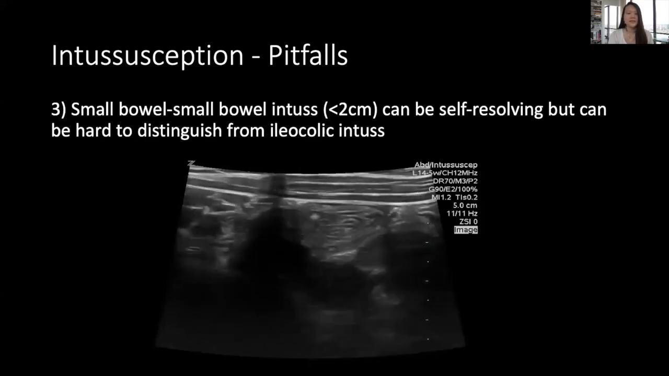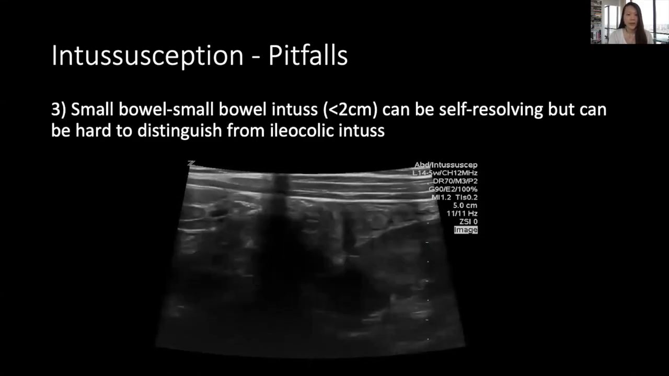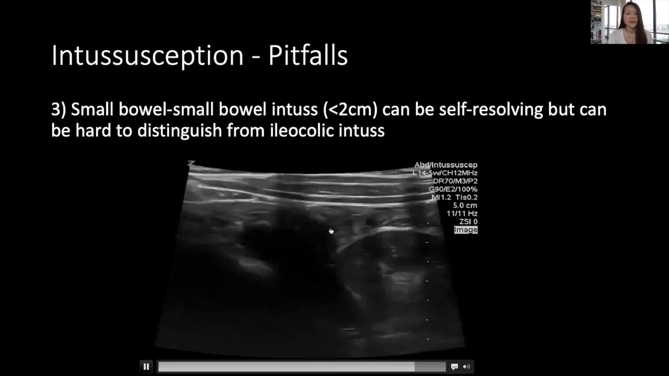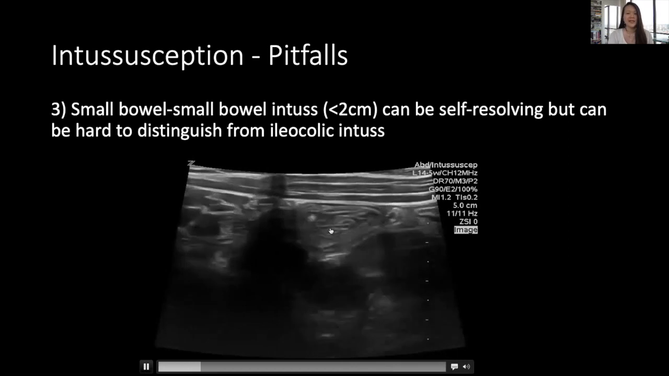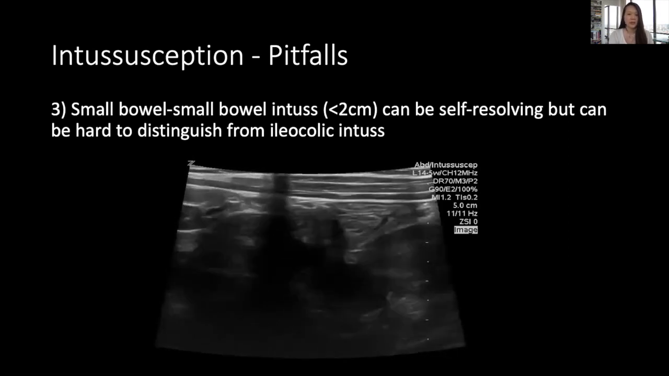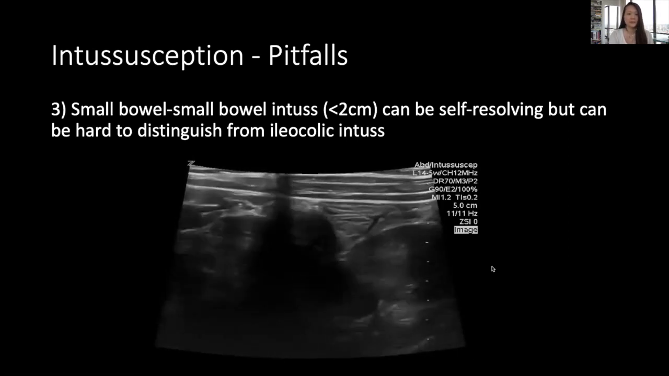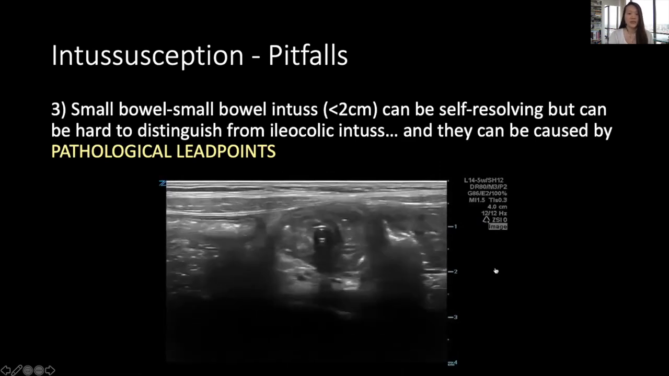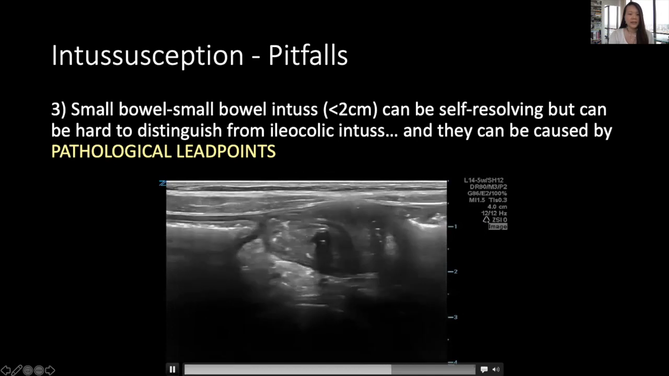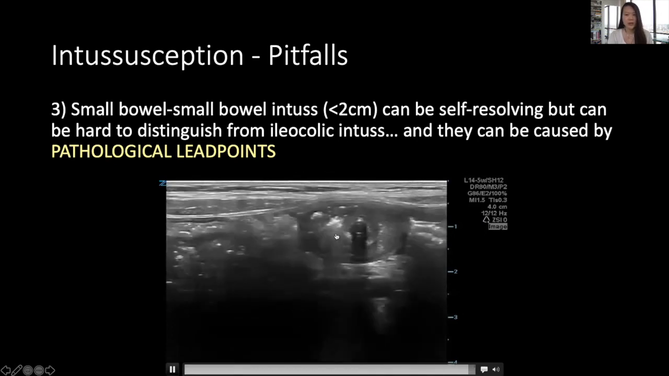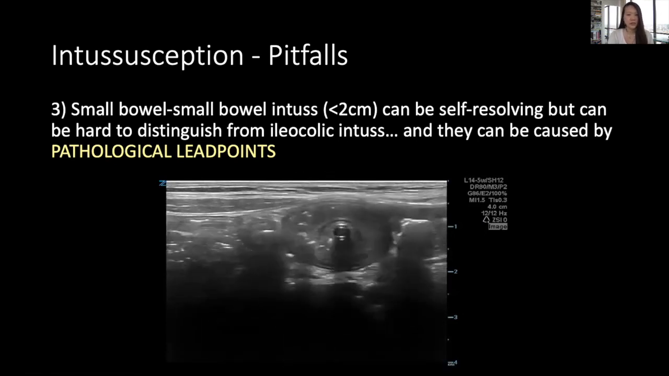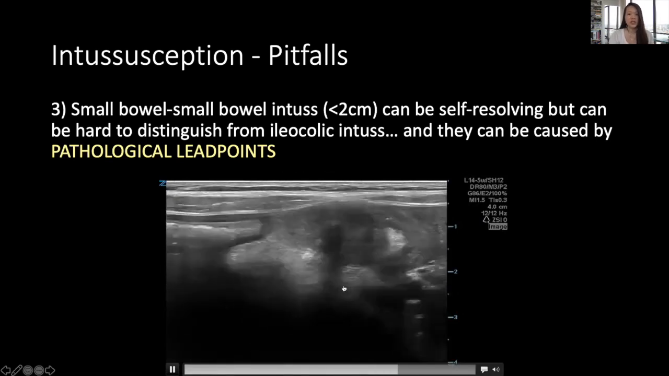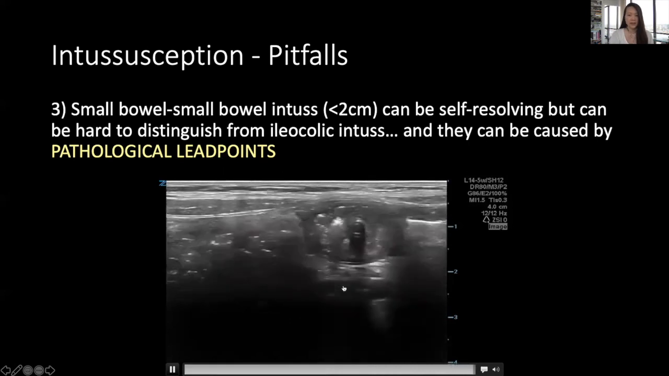Sometimes you can have intussusception that is small bowel looped into small bowel. These tend to be really small, usually measuring less than 2 centimeters, and can be self-resolving, but it can sometimes be hard to distinguish from ileocolic intussusceptions. And sometimes intussusception can be caused by pathological lead points. In this case, the size of the intussusception is small, but there is actually a round structure with shadowing inside it, which was actually a GJ tube that was causing this particular intussusception.